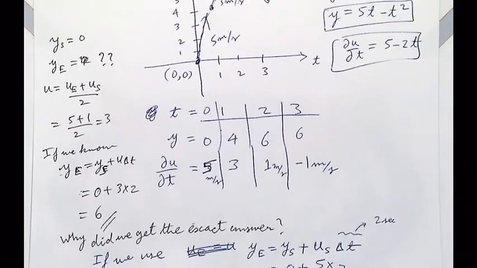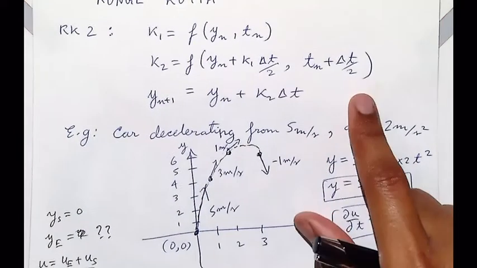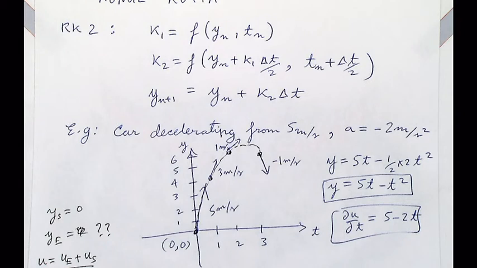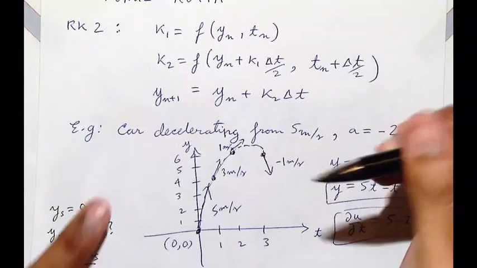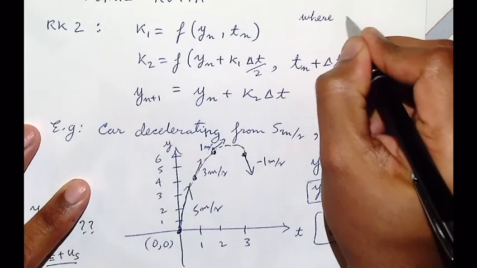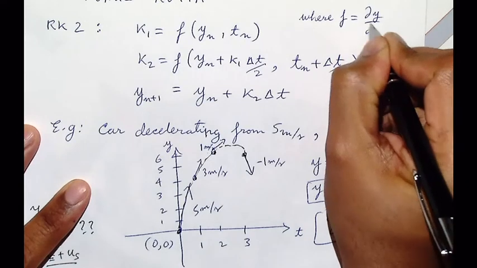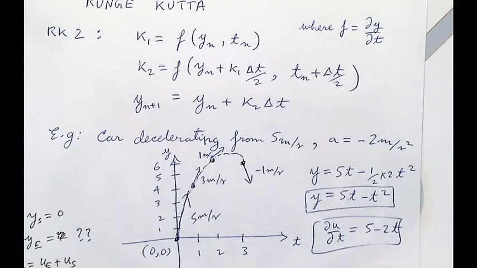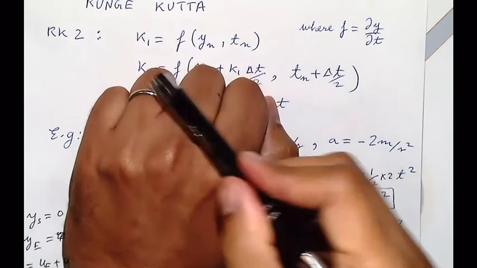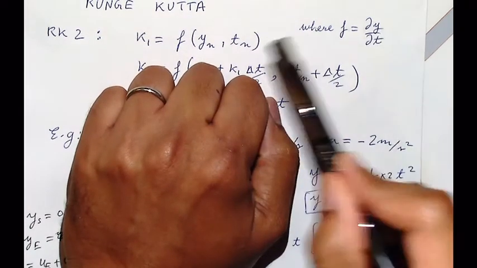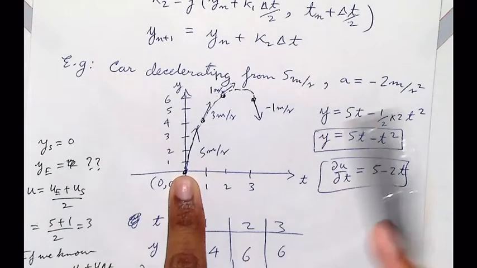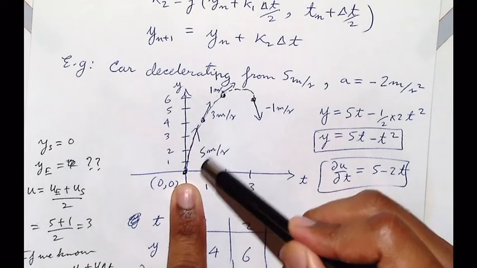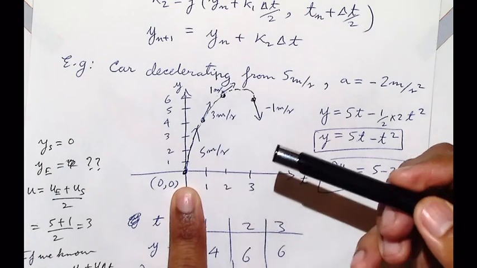Okay, so what does Runge-Kutta do? We have not talked about Runge-Kutta here. We just said this is the formula. If you look closely at it, this is f, where f is del y by del t. This is basically saying, for my first step, compute what my derivative at the current time is. So if I start at the origin, that's my derivative at the origin, 5 meters per second.